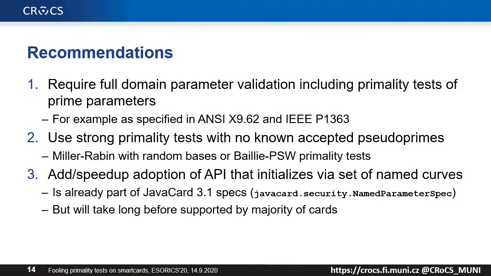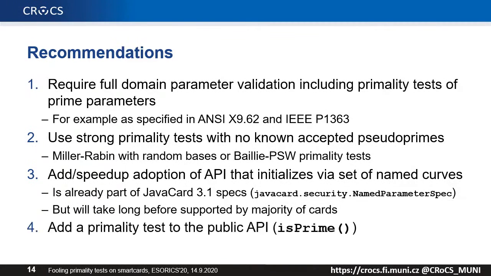And the second thing is this will not mitigate all the situations because the fault induction still takes place. And it would be nice to have a primality method in the public API, because then you can have this as an additional layer of defense.